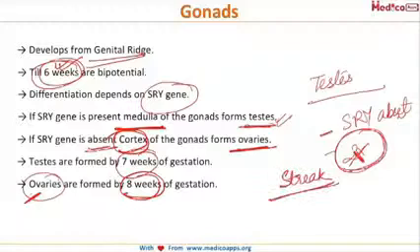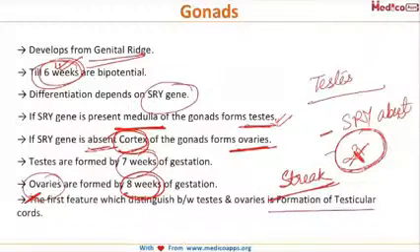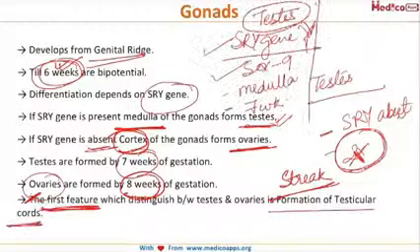Now the next important thing, which is the first structure to be formed in these gonads which differentiates it to be a testis, is the formation of testicular cords. Now we'll revise this entire thing in one sentence. Till 6 weeks of gestation, these gonads are bipotential. Now, if the Y chromosome is present along with its SRY gene and the SOX9 gene, then at 7 weeks of gestation, the medulla of these gonads develop into testis. Remember this and it will solve all your questions.